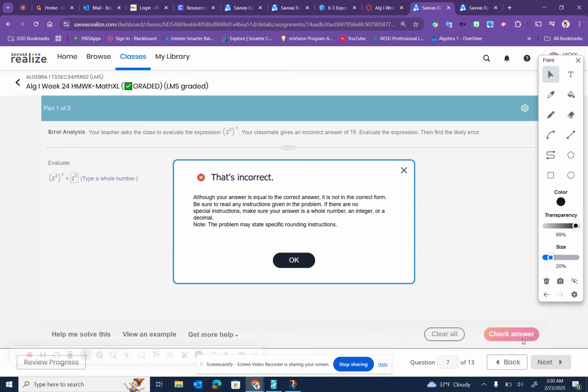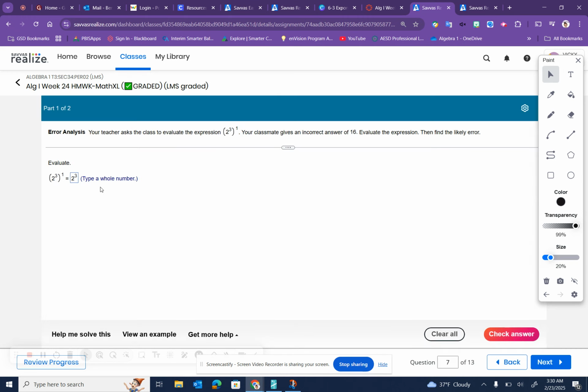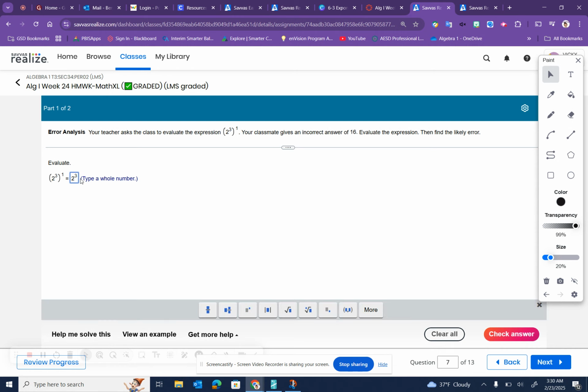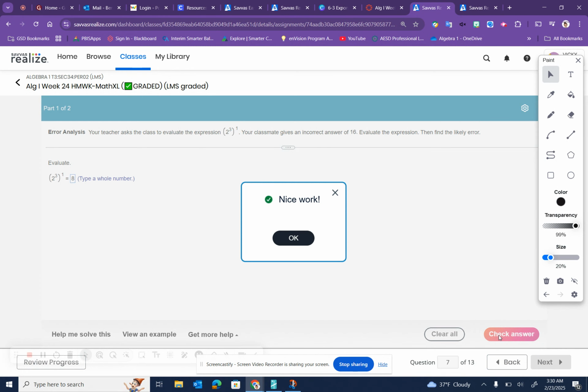Then I hit check answer and it says incorrect. Then you would read here the little note of why it's incorrect. It says make sure your answer is a whole number. So then that's telling me it didn't want it with an exponent. It wants what it equals. So that would be 8. And then it says nice choice and it'll let me go on.